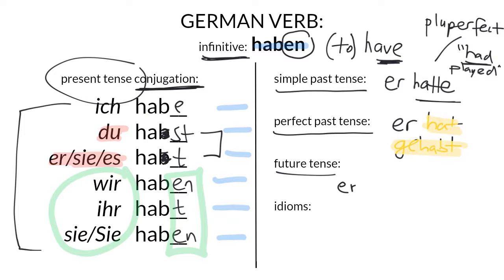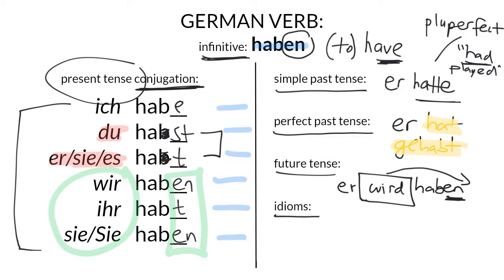The future tense is very normal. We say wird haben. As always, we simply get the correct form of werden, and then it sort of acts like a modal verb because we send the second verb to the end of the sentence with an en and no zu before it.